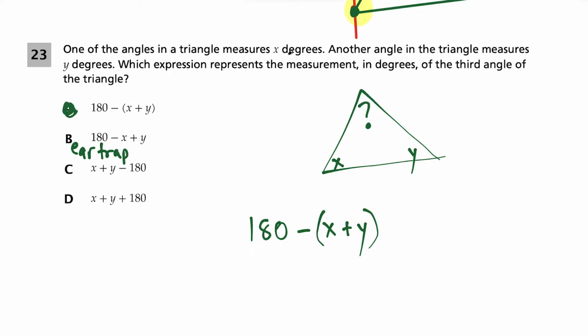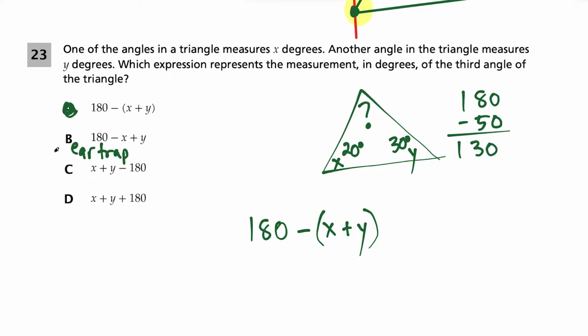And if you're like, wait, that doesn't make sense. Well, for these questions, you could always just pick out random numbers to see how it works. Like let's say x was 20 degrees. And let's say y was 30 degrees. So here, if I did 20 plus 30, 20 plus 30 is 50. And if I subtract 50 from 180, so I'm going to subtract 50 from 180. The missing angle would be 130.